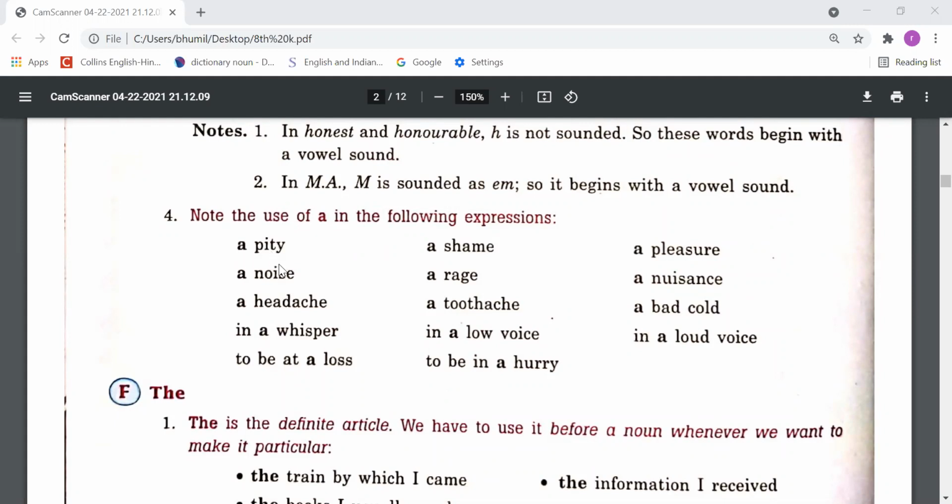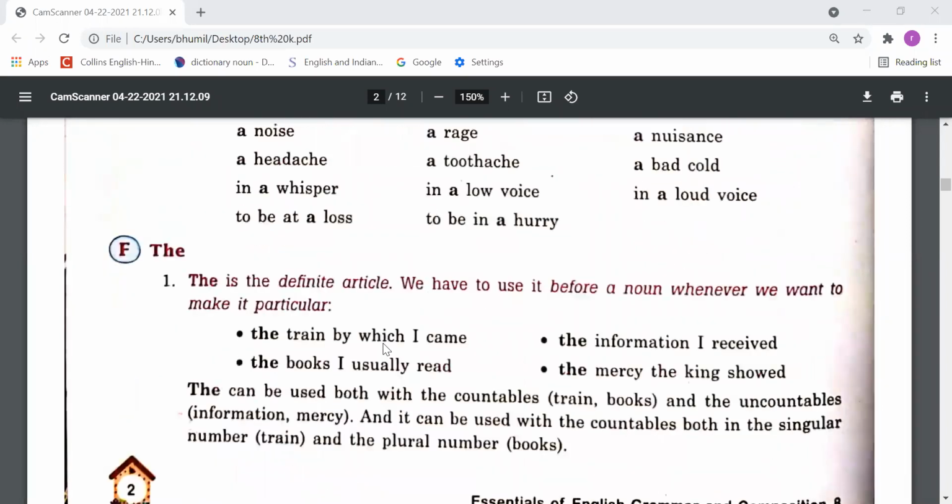Remember, like a pity, a noise, a headache, in a whisper, to be at a loss, a shame, a rage, a toothache, in a low voice, to be in a hurry, a pleasure, a nuisance, a bad cold, in a loud voice. So you need to learn, you need to cram these phrases with them. We need to always use "a".